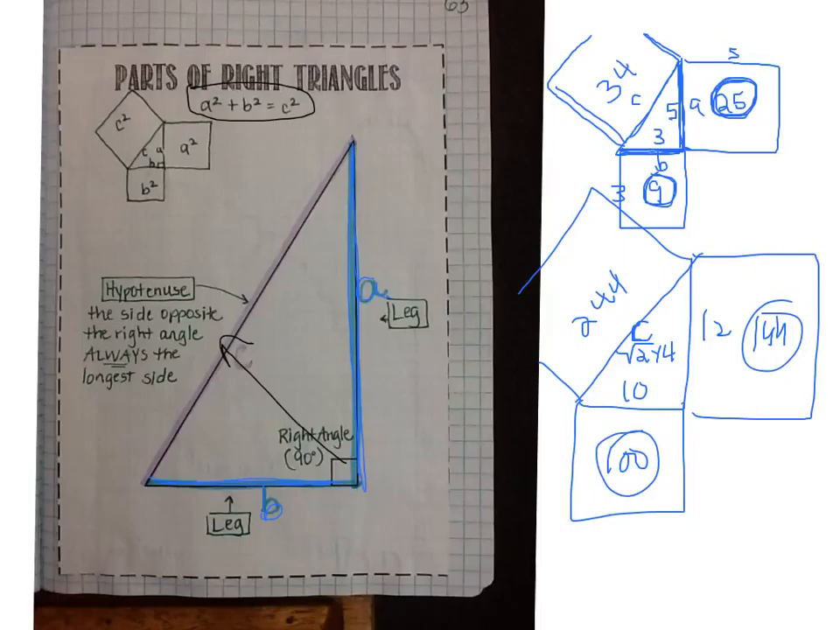So we know the side length of the c. Do we know the side length of the c on the top one? Yeah, you take the square root of 34.